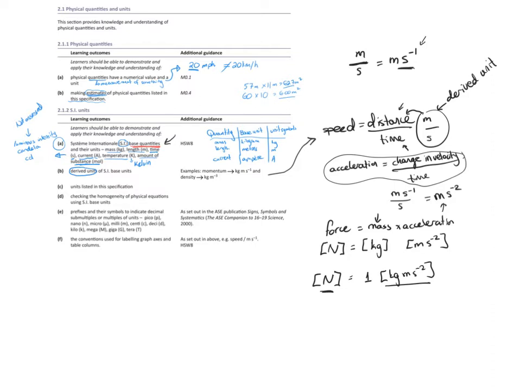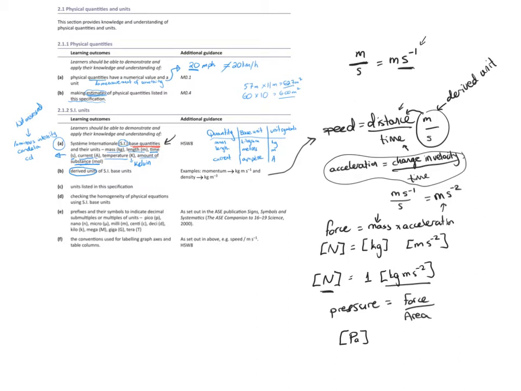Like for example, pascal, so we measure pressure in pascals. Pressure is measured using the equation pressure equals force divided by area. We already saw that, and since it's named after Pascal, it has a capital P but a lowercase a. I think pascal and hertz are the only ones that have 2 letters. So it's always capital for the first one, the second one lowercase.